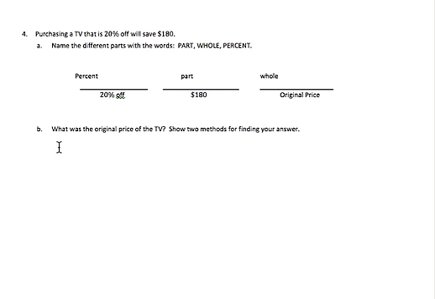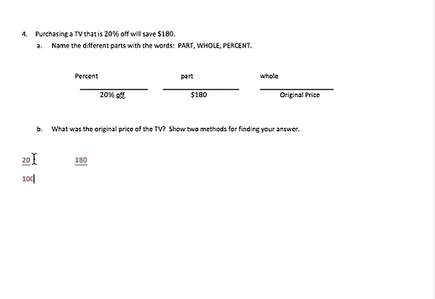The question then is, what was the original price of the TV? That's the part that we need to find. So our percentage, which we already know, would be 20 over 100 as a fraction. We know the part, which is $180. And we are looking for the original price, which would be the number that matches with 100%.